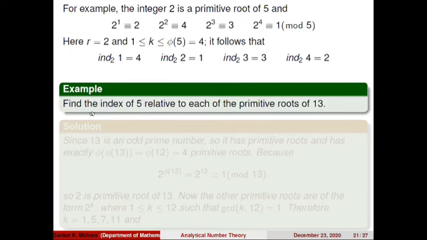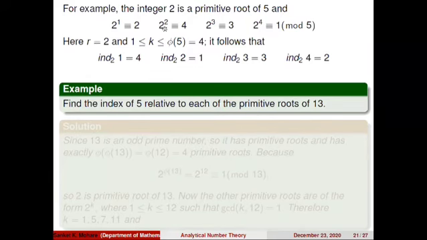Come to this question. Here you have to find the index of 5. What you have to find is the index of 5 relative to each of the primitive roots of 13, meaning whatever the primitive roots of 13 are. How many primitive roots does 13 have? In the morning lecture we discussed that 13 has exactly 4 primitive roots. So relative to each primitive root, you have to find only the index of 5.